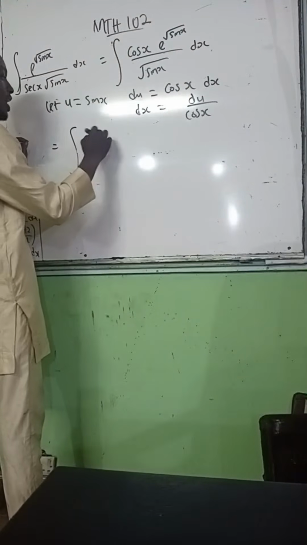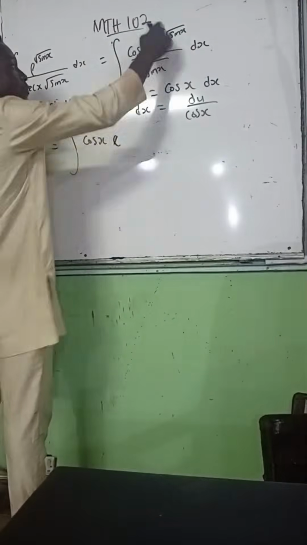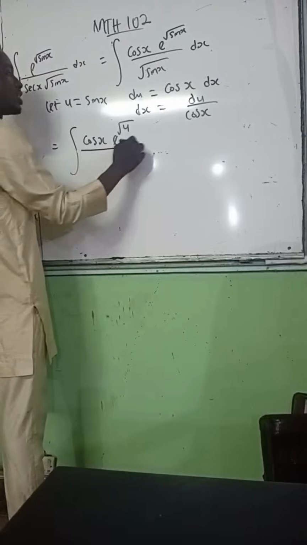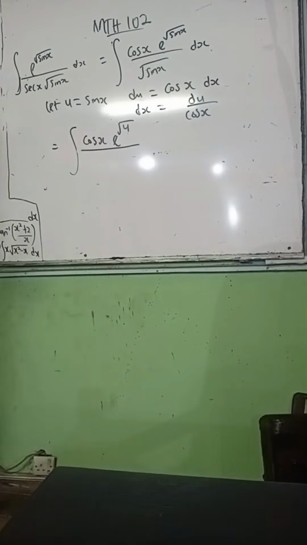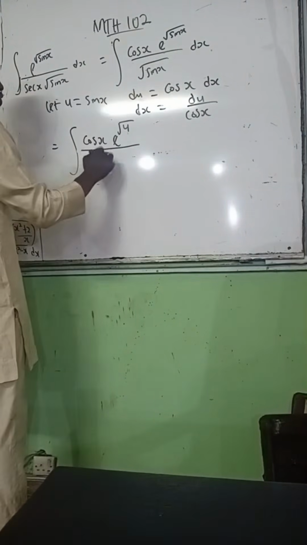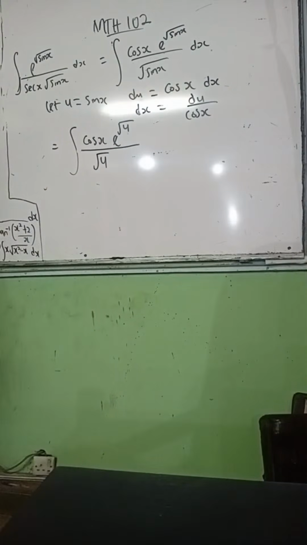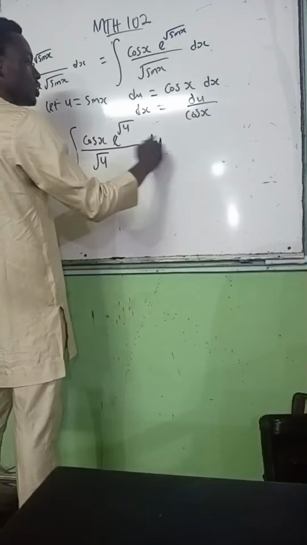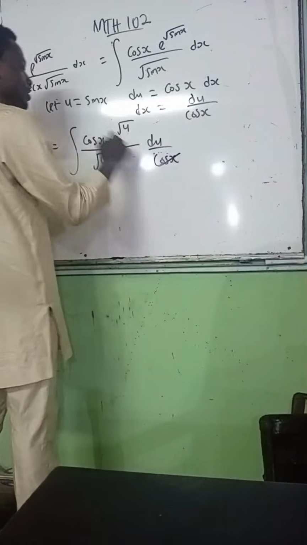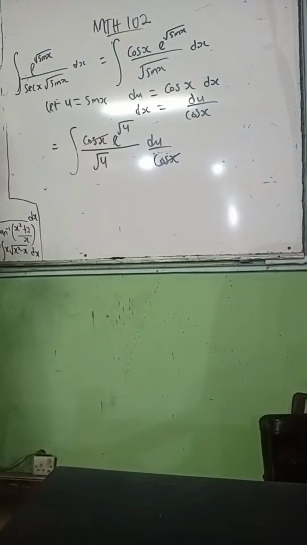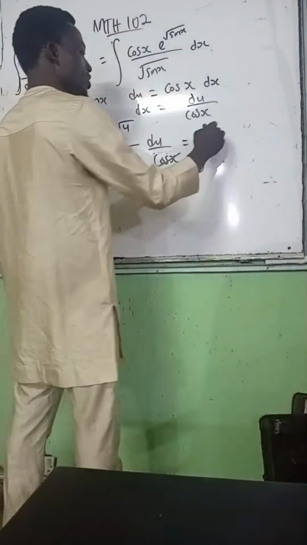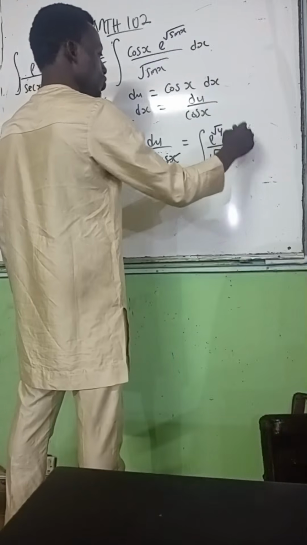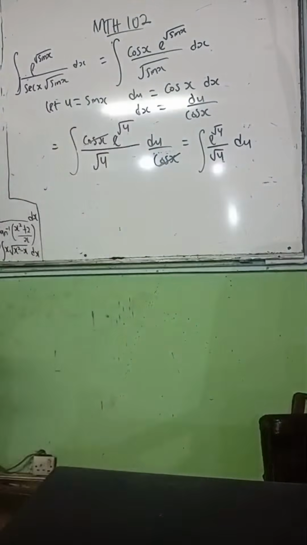Okay, let's write it. Cos x multiplied by e raised to power root u, divided by root u, right? What's our dx? Du over cos x. These cancel each other, isn't it? So the question becomes integral of e raised to power root u divided by root u du. What do you think we can do now?